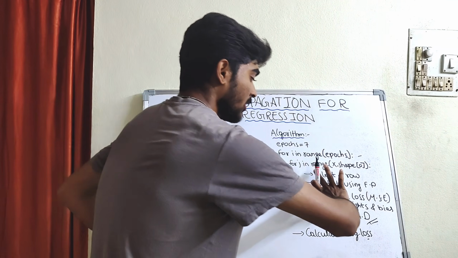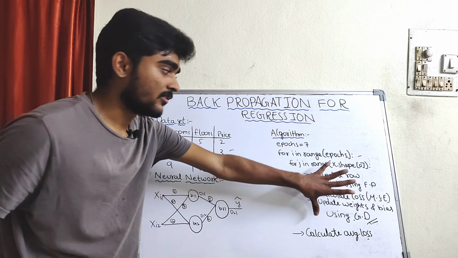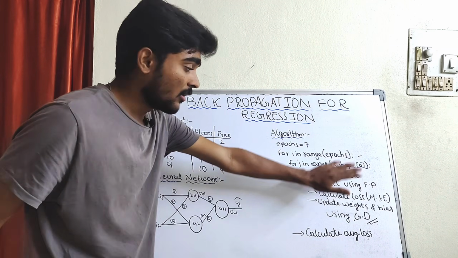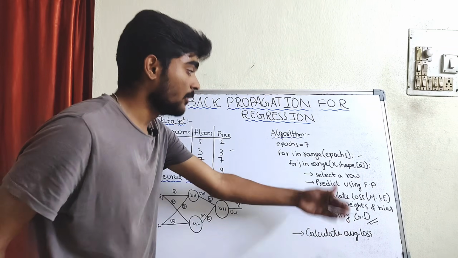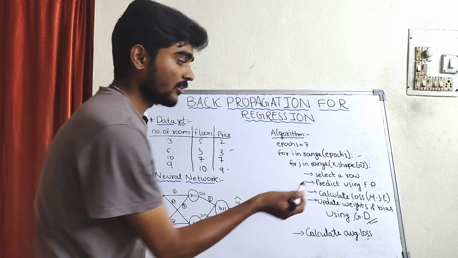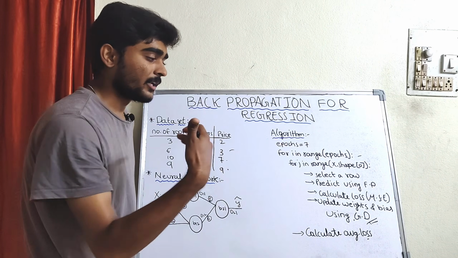After this entire process is done, I'll be picking up the second row and repeating the entire process. Then I'll pick up the third row and repeat the entire process. Then I'll pick up the fourth row and repeat the entire process.